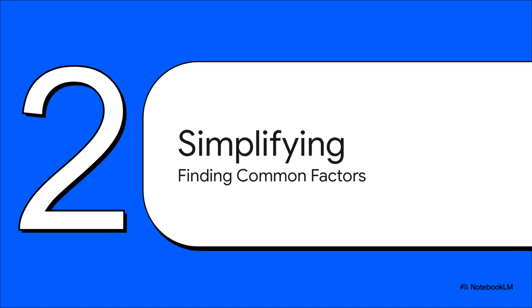All right, on to section 2, simplifying. This is the first and honestly most important step, finding and canceling common factors. I cannot stress this enough. The single most important skill you will learn for this stuff is simplifying. It is the golden rule.